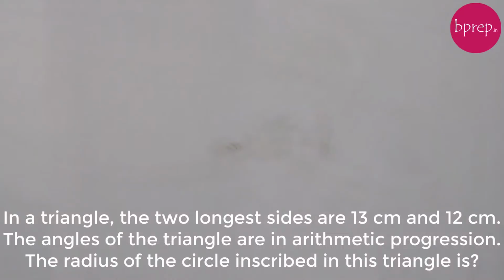Let's start. In a triangle, the two longest sides are 13 centimeter and 12 centimeter. The angles of the triangle are in arithmetic progression. The radius of the circle inscribed in this triangle is what? Okay. So this question is very small, but I don't think the answer is going to be small.